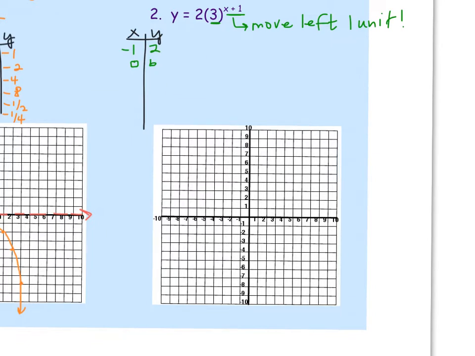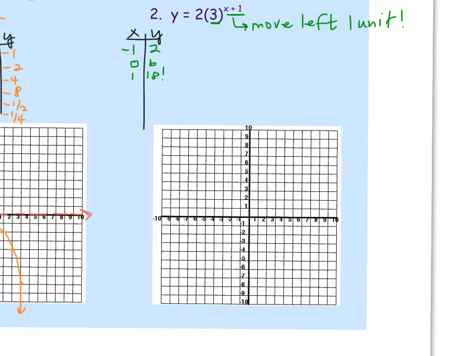And then if I pick 2, watch this. Or not 2, sorry, 1. Watch this. If we pick 1 for x, 1 plus 1 is 2, okay? 3 squared goes up to 9. 9 times 2 is already 18. Whoa, that's already way off our graph. So now we're going to have to go in the other direction.